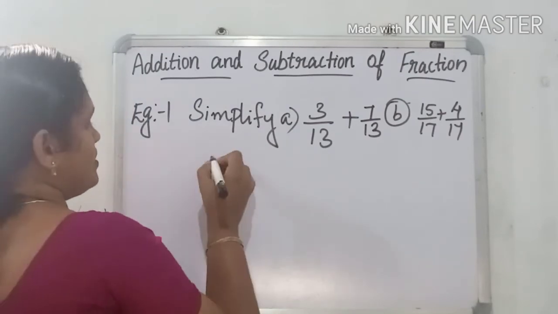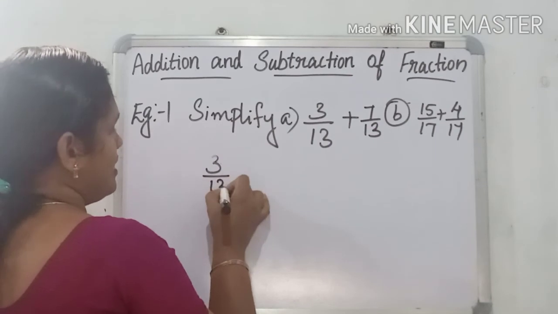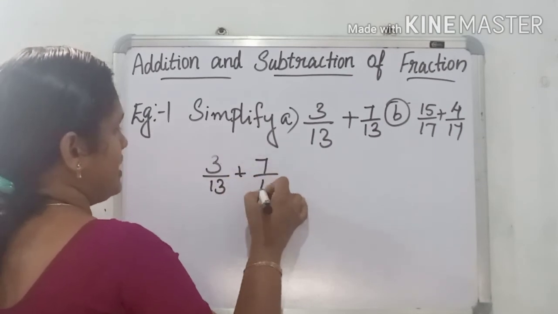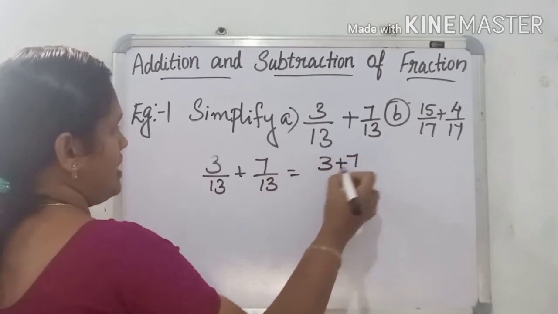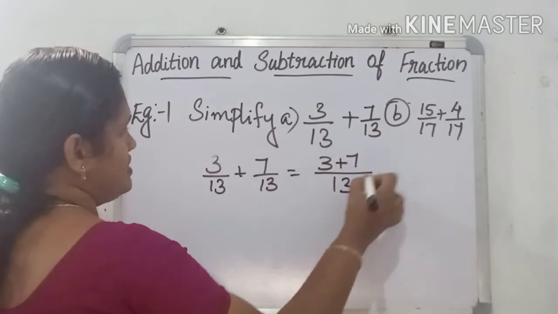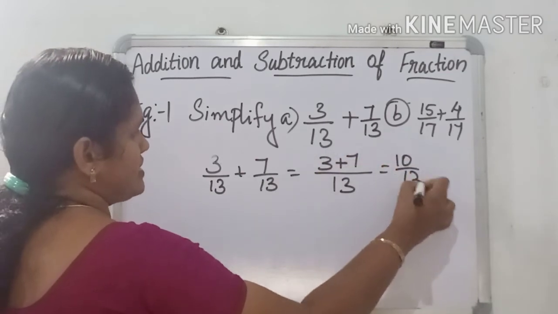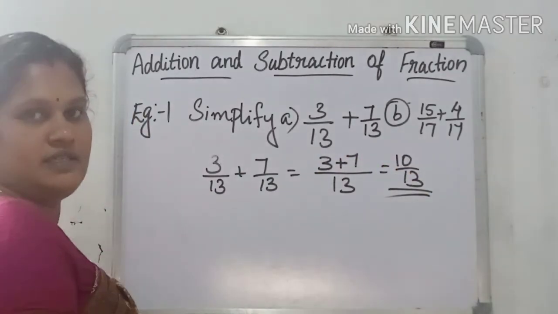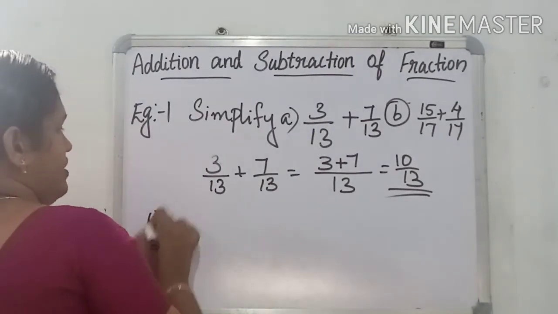Their numerators are different and denominators are same. So 3 by 13 plus 7 by 13 is equals 3 plus 7 by 13, which is equal 7 plus 3, 10 by 13 is the answer. Clear? Next, B. This is A.